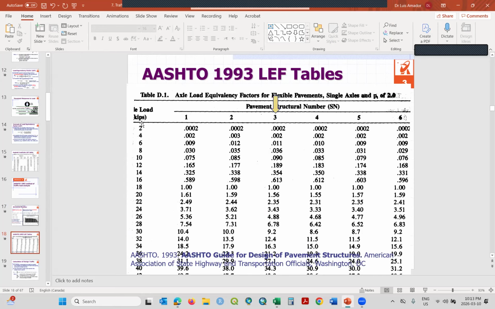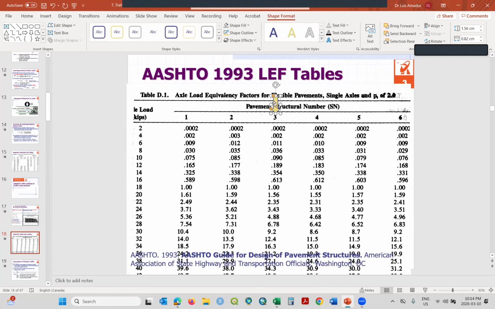and you will be looking at what is the amount of kilopounds that you have on the axle. So 2,000, 4,000, 6, 8. When you get to 18,000, which is here, in this case, you see your amount of damage is 1. It doesn't matter how strong the pavement is. It's 1 because this one is your standard.